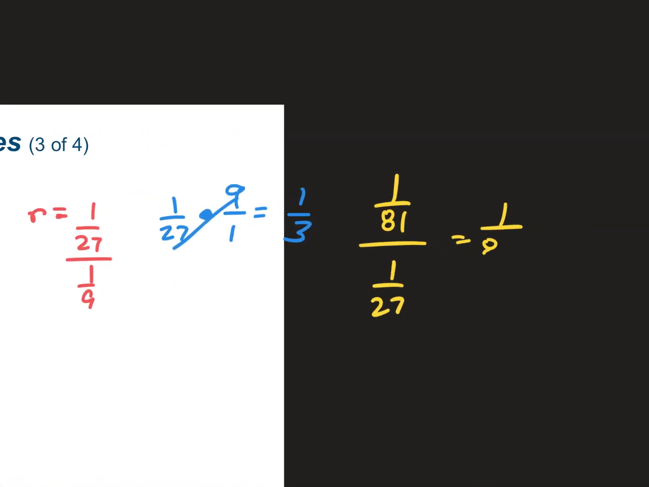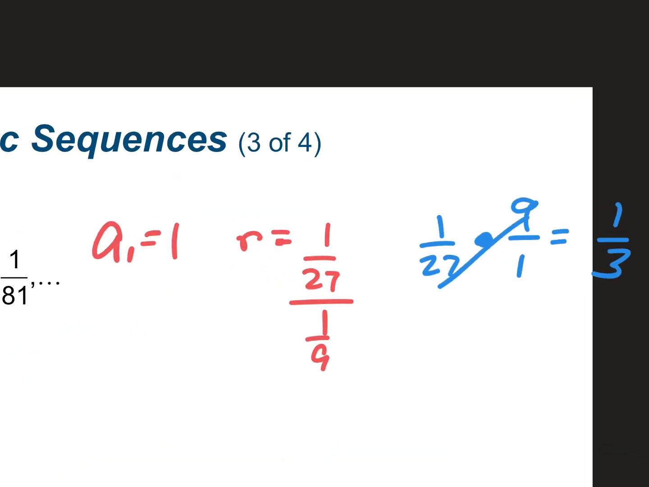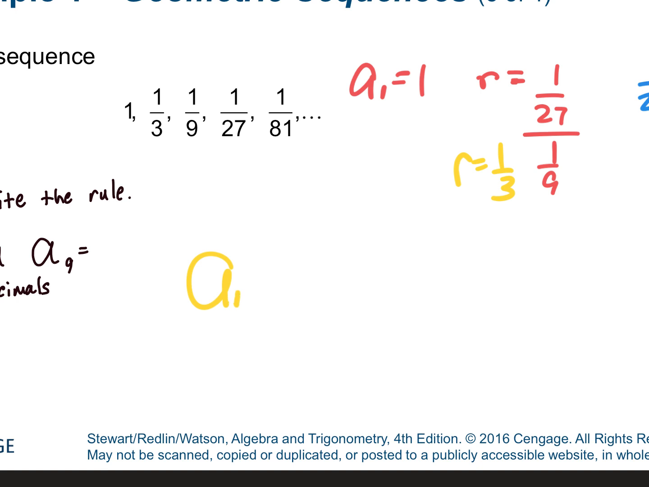So we're going to keep, change, and then flip. 27 over 81 simplifies to 1 over 3, right? So your common ratio here, R, is 1/3. So we can write our rule. Go ahead and write the rule. A sub n equals the first term, which is 1, times 1/3 to the n minus 1 power.